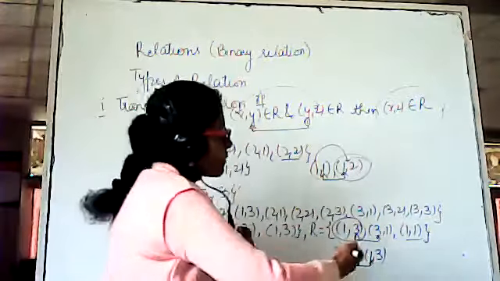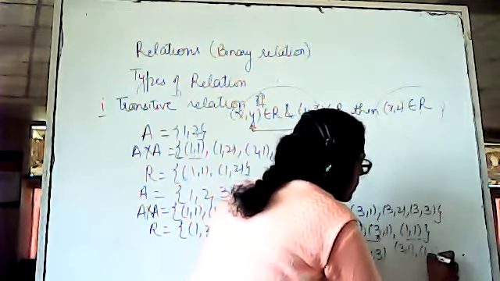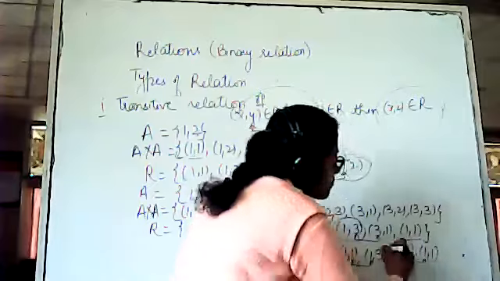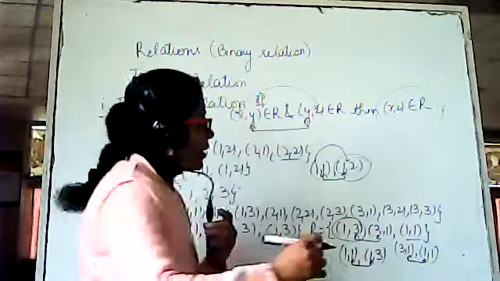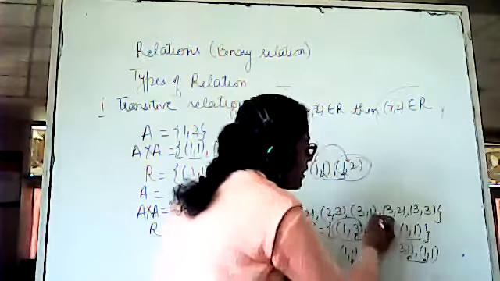इसके अलावा कोई और ऑप्शन बन सकती है, 3, 1 and 1, 1. These two elements, this second position and this first position, this is again same. So what will be the new element? It will be 3, 1. 3, 1 is already there.